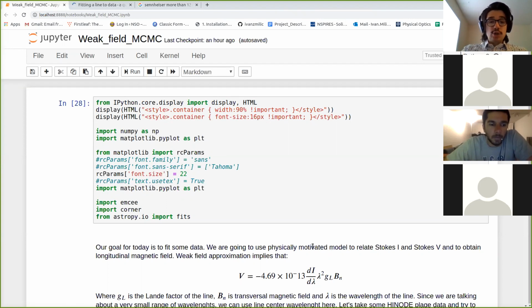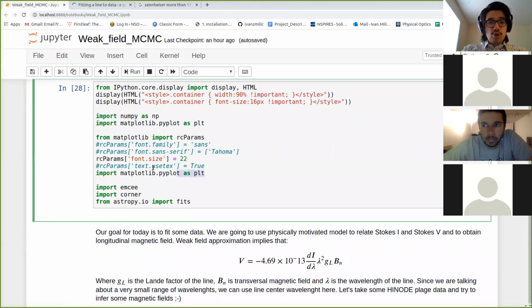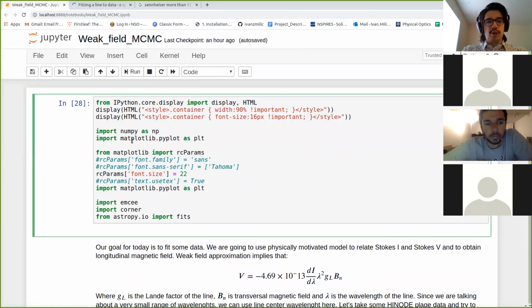Okay, so in addition to our usual header of our Python files where we import matplotlib, numpy, fits, and so on, there are two new packages which I asked you to install.